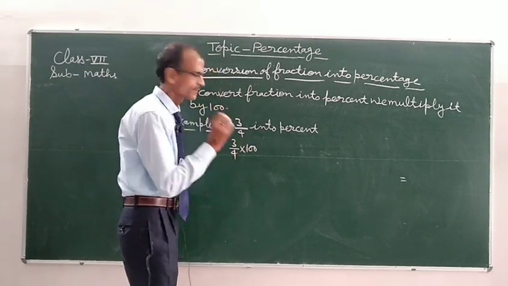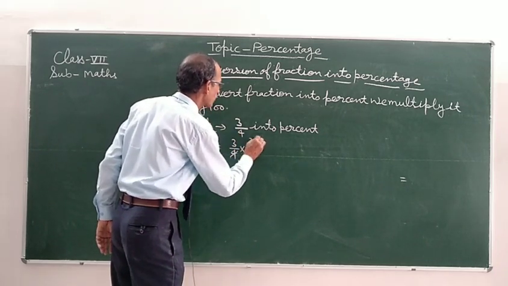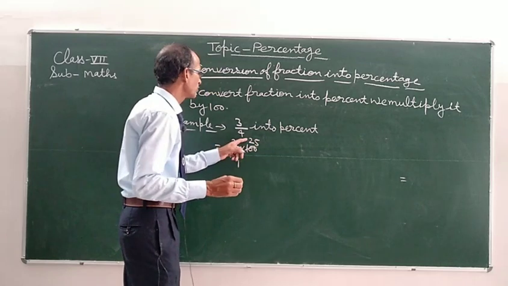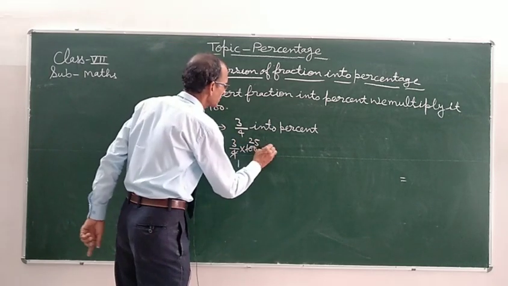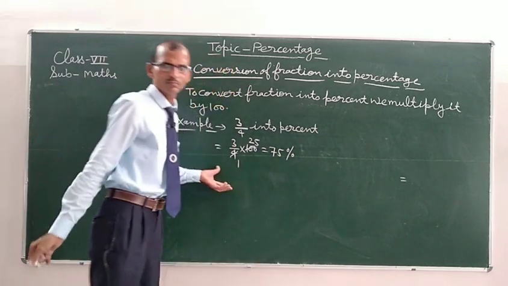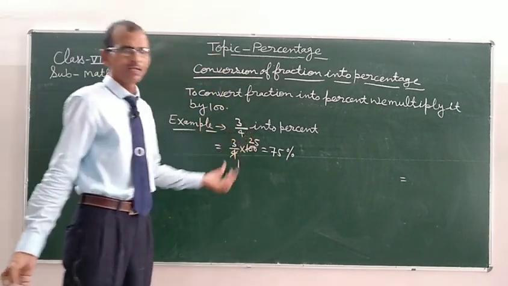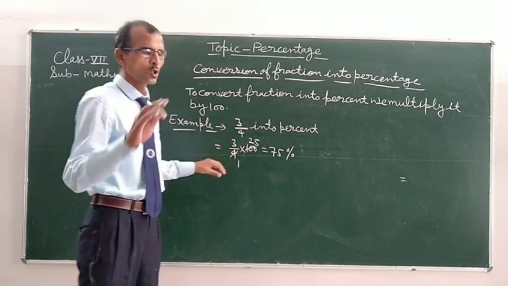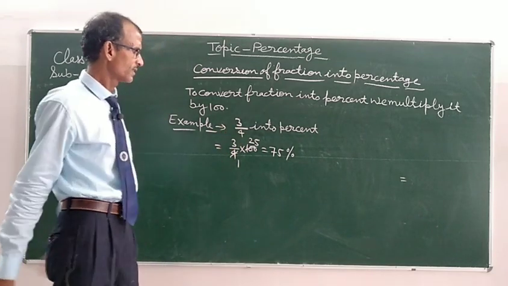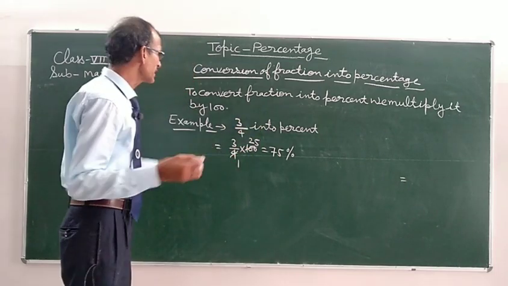Simplifying, we get 4 1s are 4, 4 2s are 8, 4 5s are 20, 3 into 25, that is equal to 75%. Okay. This way we can convert a given fraction into percentage. Let us see one more example.